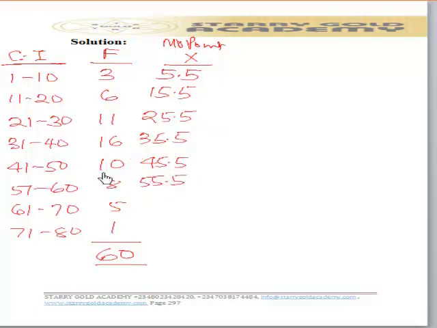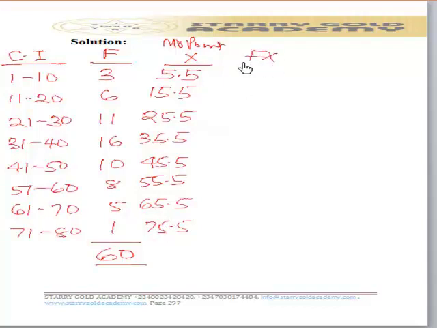Then we have 61 plus 70. This is 131 divided by 2. We have 65.5. Then we have 71 plus 80. And this is 151 divided by 2. This is 75.5. So this represents our x, and that's what is otherwise known as midpoint.